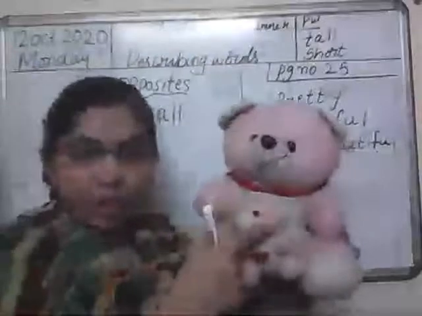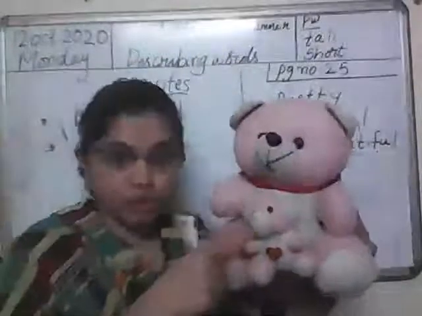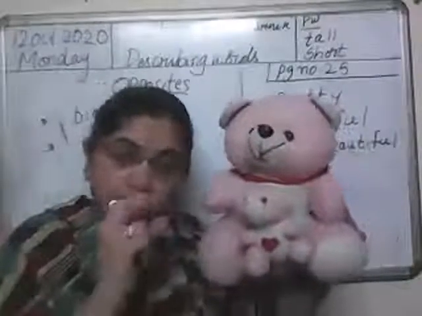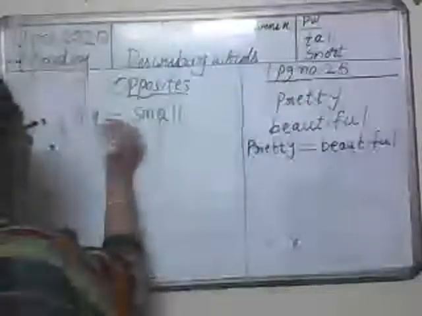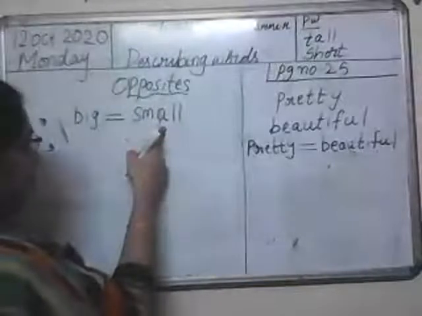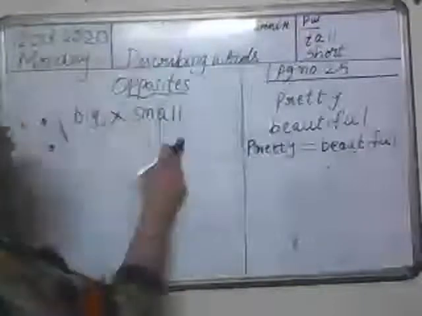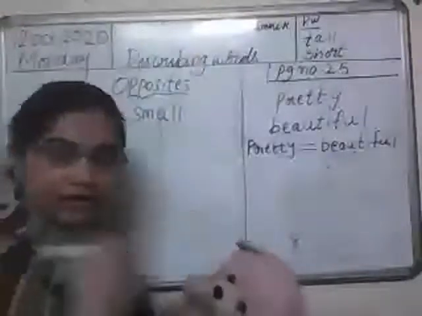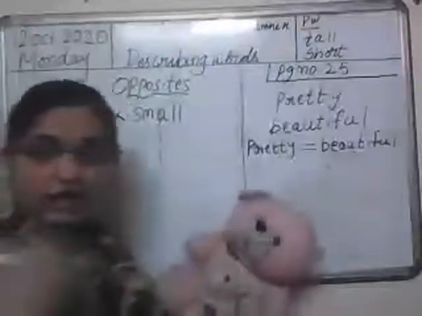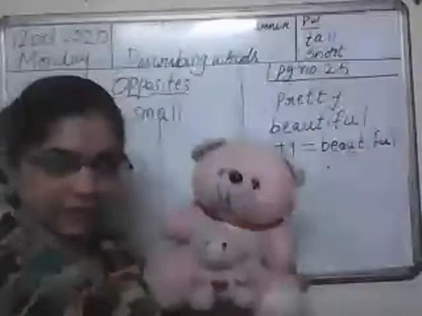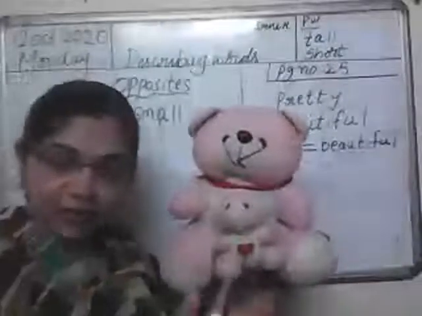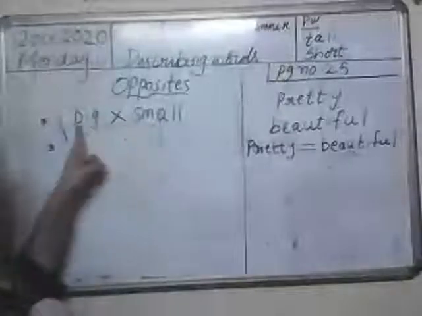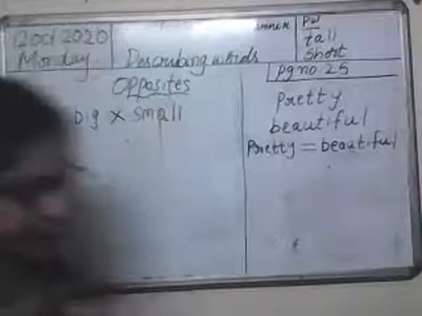Now tell me, are these both the same in size? No, this is big in size and this is small in size. The meaning of big cannot be equal to the meaning of small. Both are opposite to each other. Big is entirely a different meaning and small is entirely a different meaning. Fat, thin. These are completely different in appearance, in size. So the words which are completely different in their meaning are called opposites. One more.